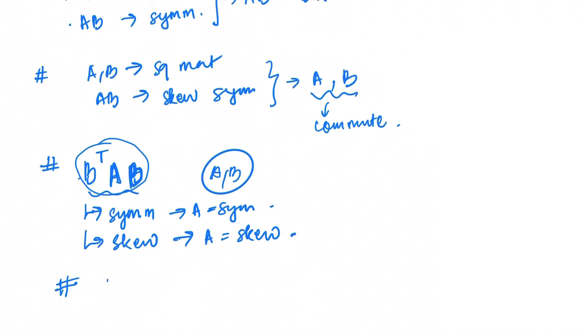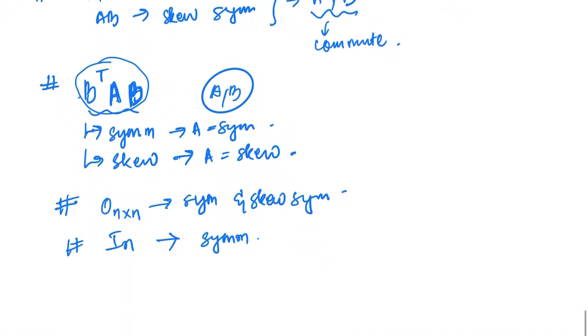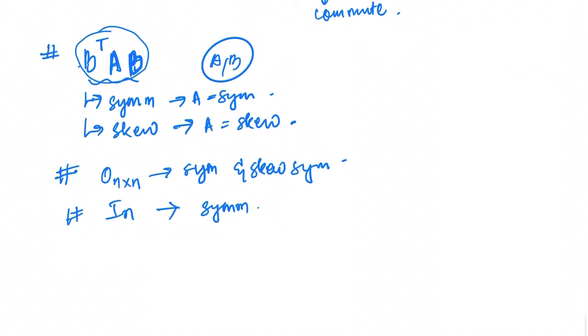Another thing, a null matrix is both symmetric and skew symmetric. These are the points to remember. An identity matrix I_n is always symmetric.